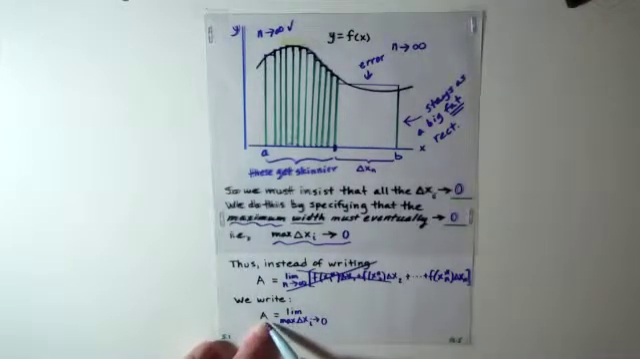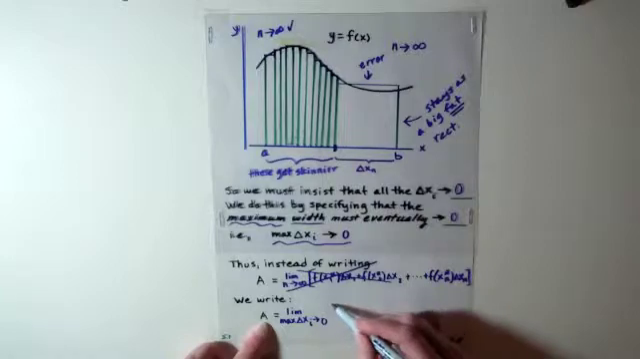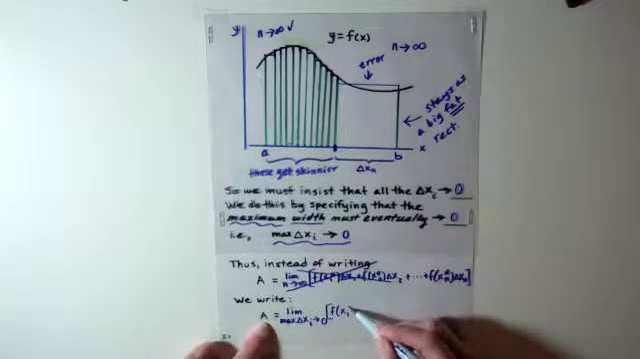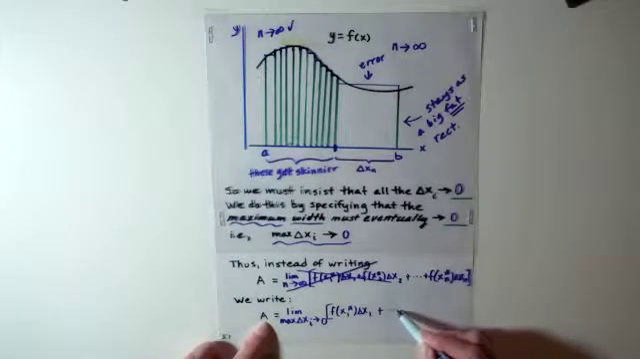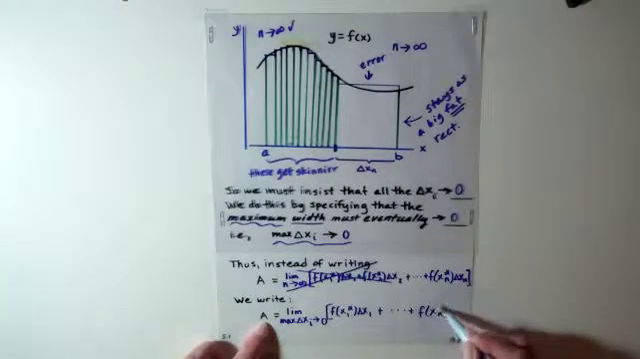So we say the exact area would be the limit as the widths go to 0 rather than as the number of rectangles goes to infinity. And then we just put the same Riemann sum in there. So we'd say f of x1 star times delta x1 and so on all the way up to f of xn star times delta xn.